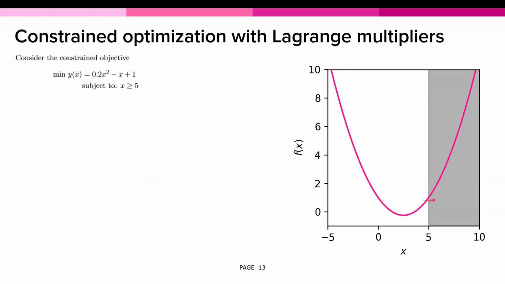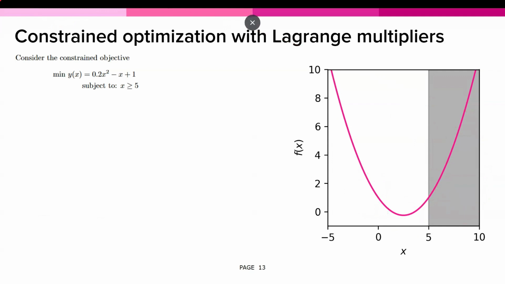And so this shaded region on the graph highlights the feasible region where the constraint applies. And so while the function has a natural minimum in the unshaded region, like outside, we're only interested in solutions to the right of x equals 5.